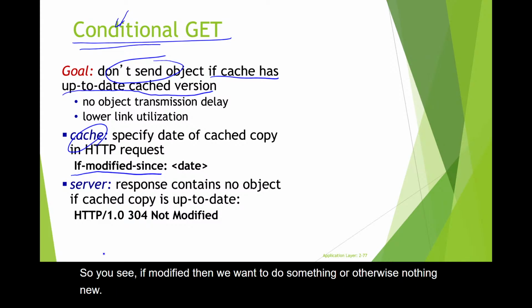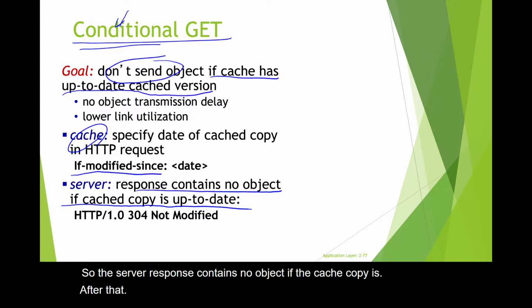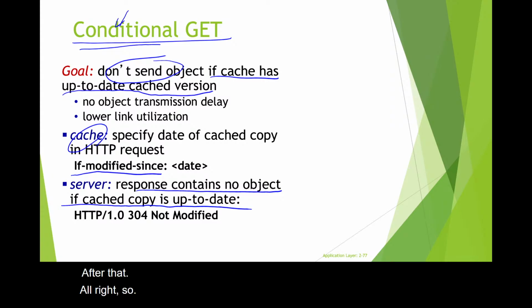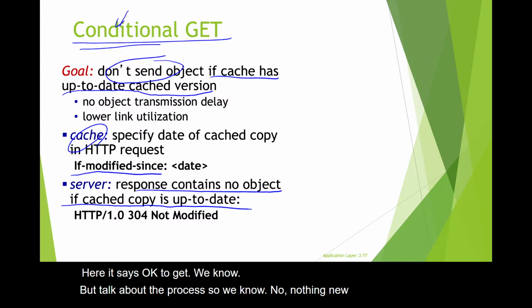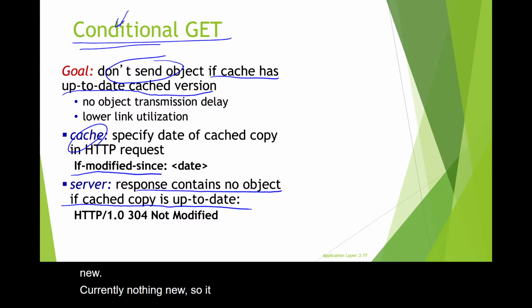So the server response contains no object if the cache copy is up to date. All right. So here it says, okay, to get, we know. We talk about the process, so we know nothing new. Currently nothing new, so it won't be used to send to the request. So this is a conditional get.